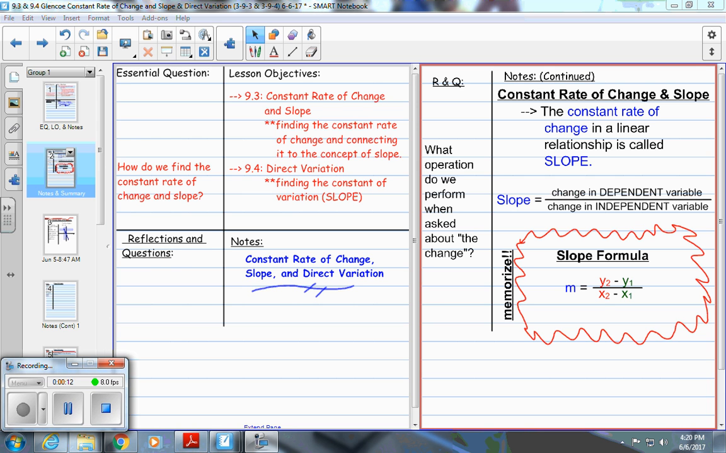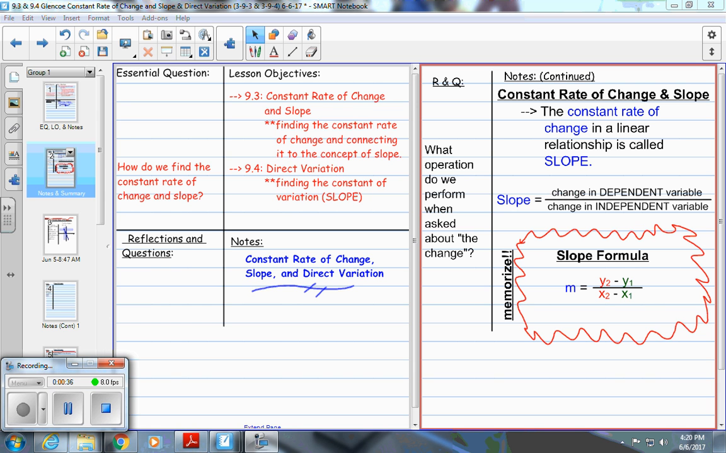So we are combining two lessons here, 9.3 as well as 9.4. What we're trying to do today is connect something we learned back in chapter 5. If you recall, we learned about something called the constant of proportionality. And today we're going to learn that constant of proportionality can have a better name in algebra, called slope. Much simpler as well. So how do we find the slope? The constant rate of change, aka the slope.